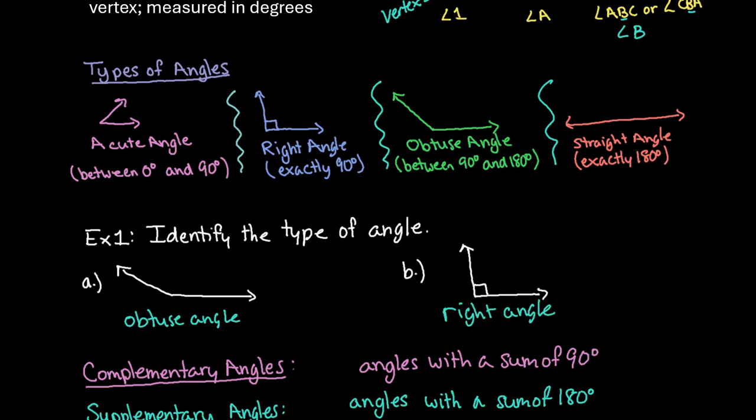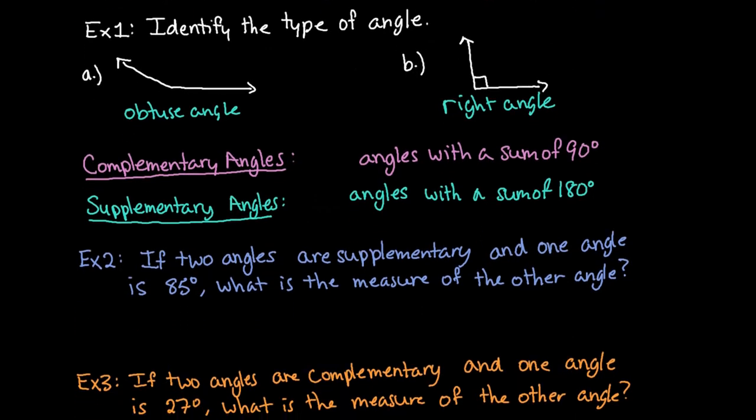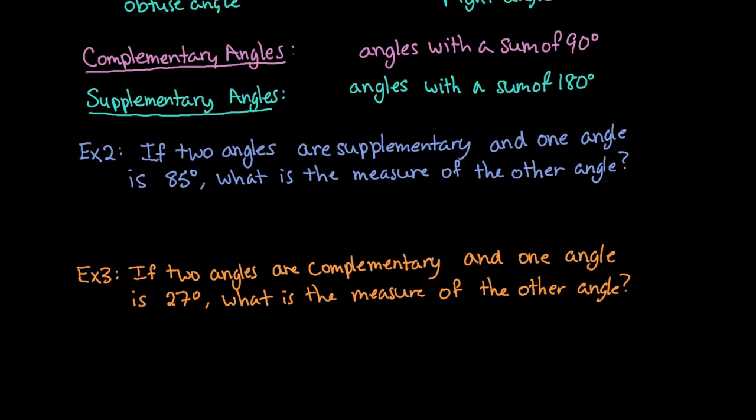Okay, another term that we want to know in angles are complementary angles and supplementary angles. So complementary angles are angles with a sum of 90 degrees, and supplementary angles are angles with a sum of 180 degrees. I do have another video that shows a more complex example of complementary and supplementary angles, so you can always check that one out if you are confused. But here's basic examples of each.